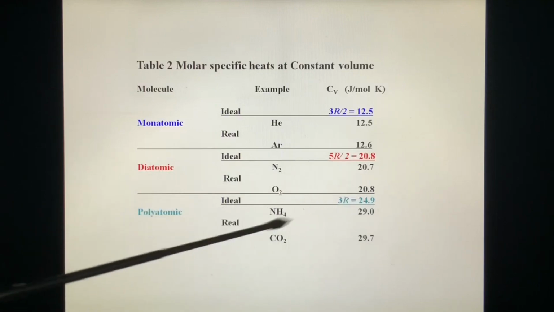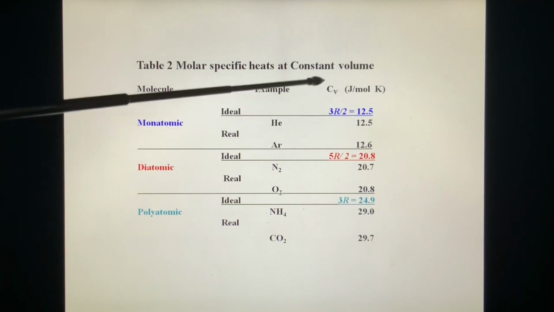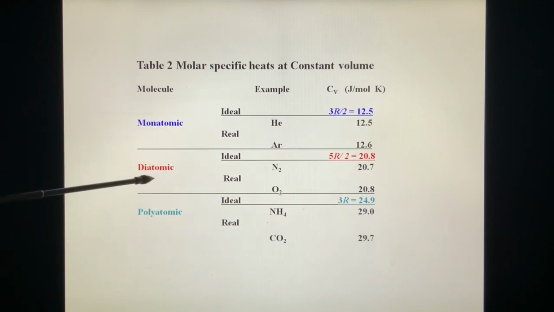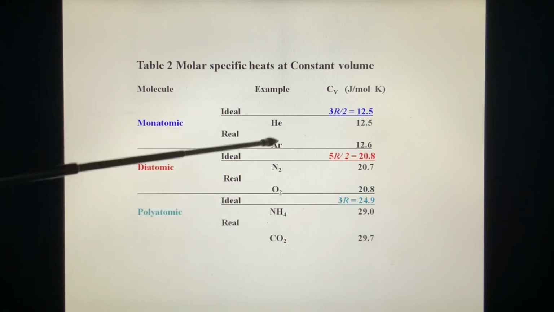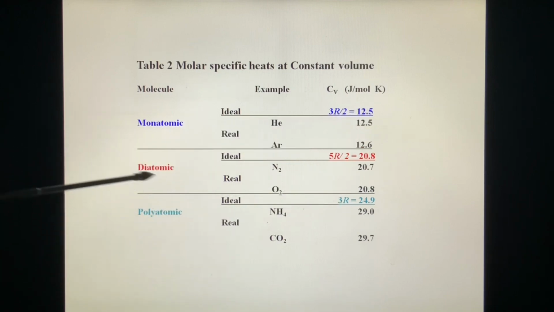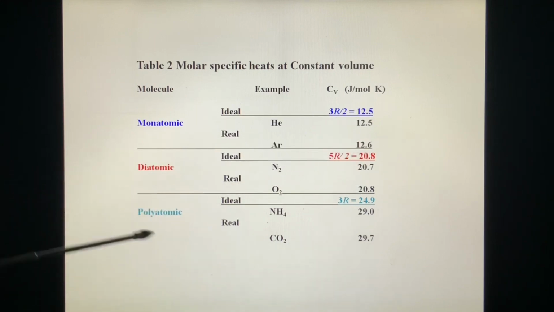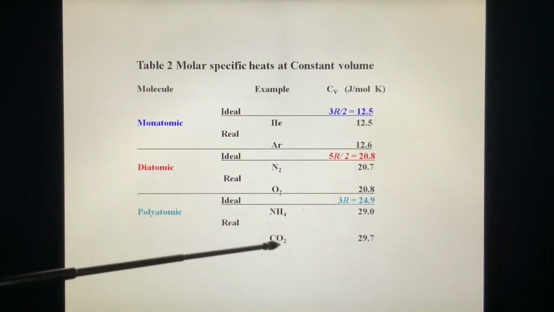This table shows that for monoatomic gases, CV is 3R over 2. Okay? For diatomic, CV is 5R over 2. And for polyatomic, CV is 3R. And look at this: helium and argon are almost the same. Diatomic, nitrogen and oxygen, are almost the same. Polyatomic, there's ammonia and carbon dioxide, which are almost the same.